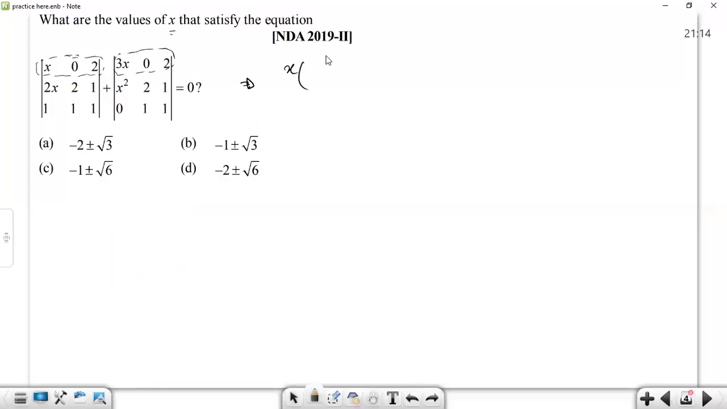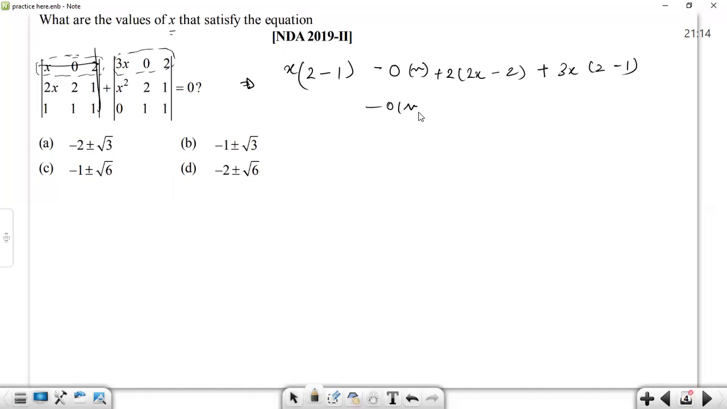2 into 1 minus 1 into 1, that is 2 into minus 1 minus 0, anything, it doesn't matter. Now excluding the column and row, 2x into 1, 2x minus 2 into 1, that is 2, plus, now expanding this determinant using the first row, the first element 3x, its cofactor, excluding the row and the column, 2 into 1 minus 1 into 1.